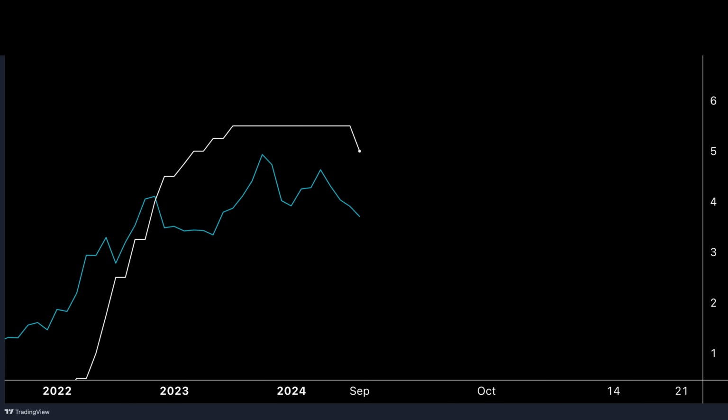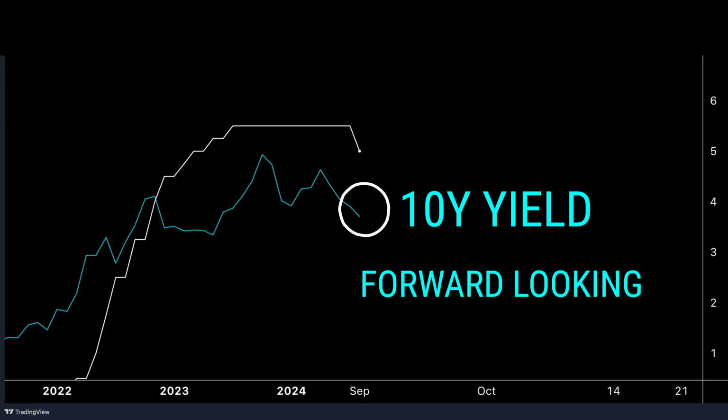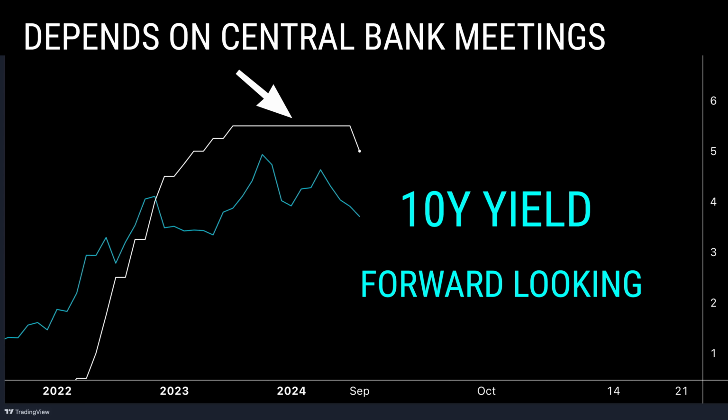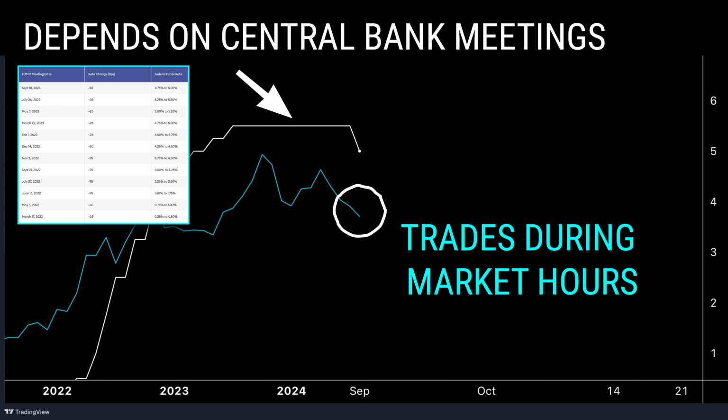The next concept we want to understand is that the 10-year yield is a forward-looking indicator compared to the Fed funds rate. And this is because the Fed funds rate only changes 8 to 10 times a year, where the US Treasury rate is trading 5 days a week. So what have we learned here?